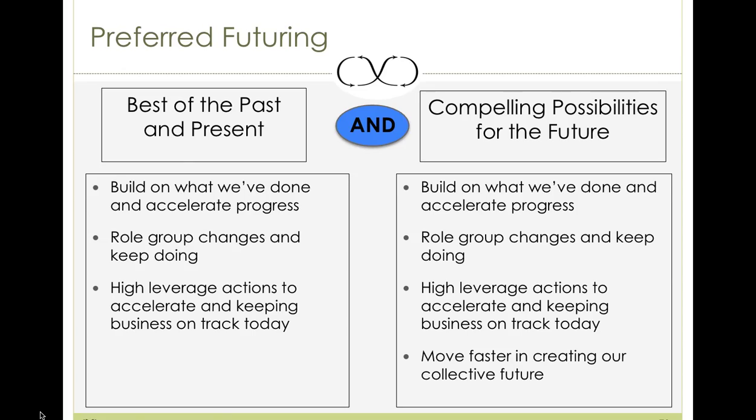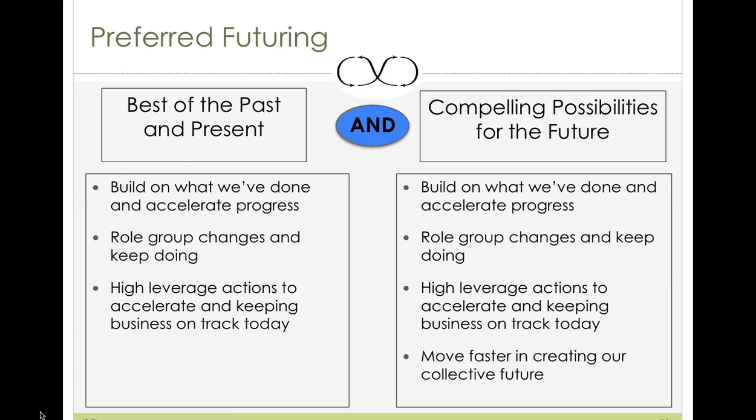So let's look at the past and present. Build on what we've done and accelerate progress. That's straight out of the purpose for the meeting. And you can see that they had that done throughout the meeting because in the role groups, again, changes and keep doing.